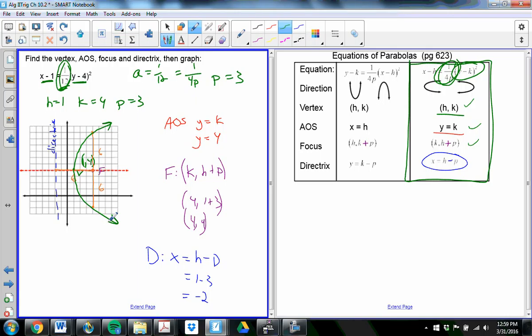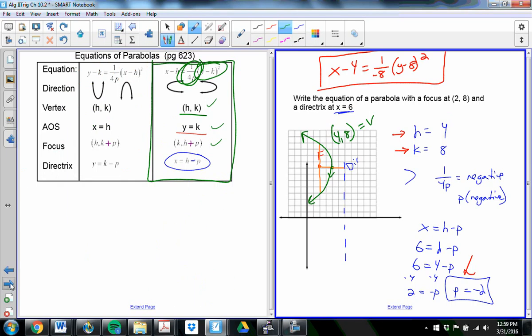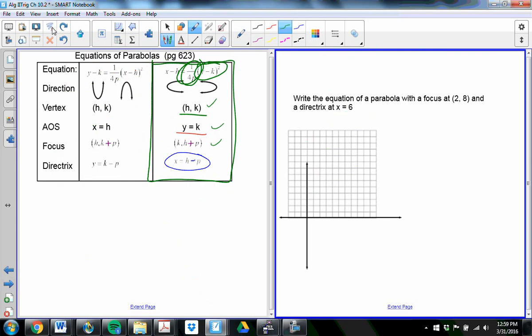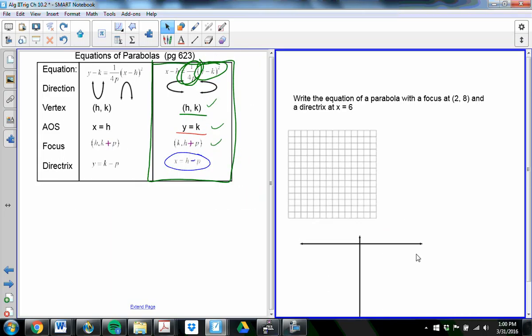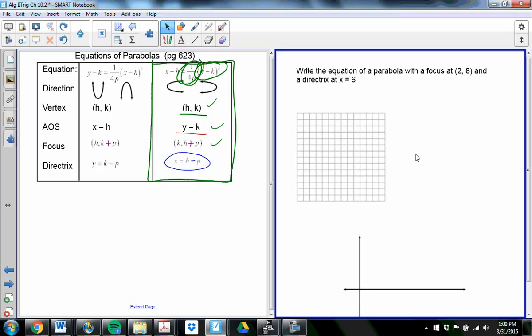Okay, let's go to another example. And all this should be gone, excuse me. I'm going to write the equation of a parabola. Excuse me, these things didn't clear from before. Write the equation of a parabola with that focus and a directrix at x equals 6. Focus at 2, 8, and a directrix at x equals 6.